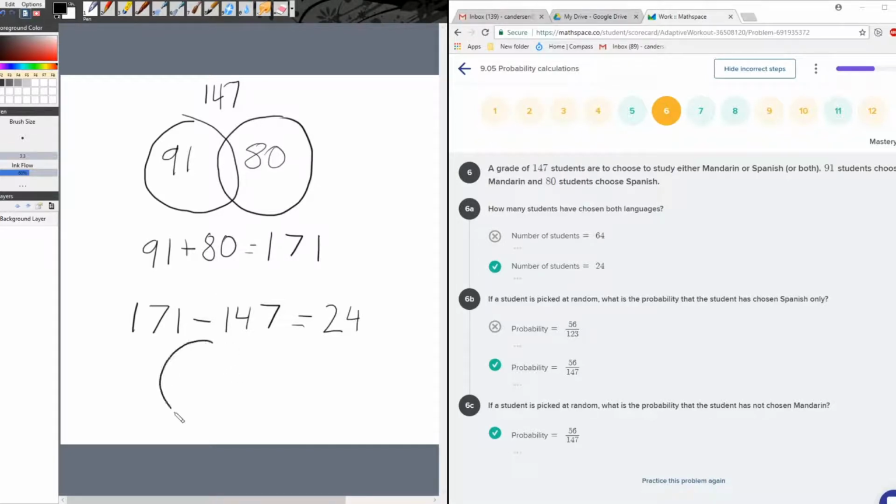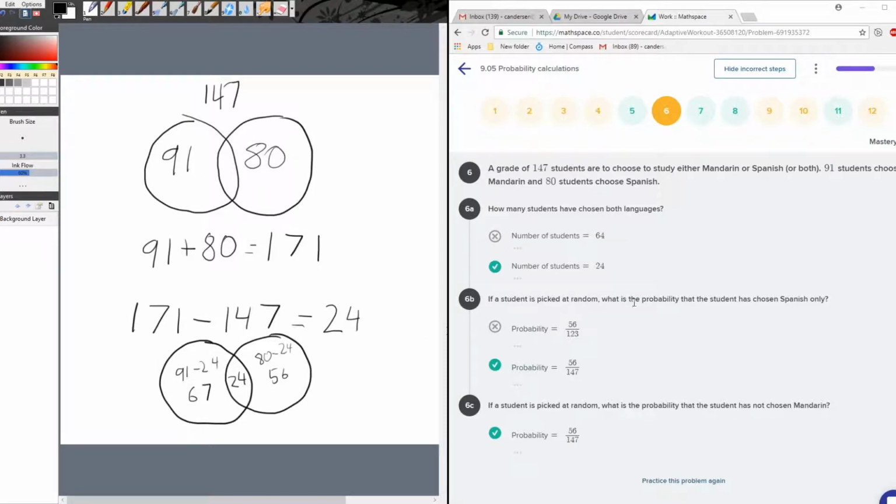So let's redraw our Venn diagram. We're going to have 24 people in the middle here. So now we just need to work out how many goes here. If there's 80 people in total, and there's already 24, this must just be 80 minus 24, which is 56. And over here, it's 91 minus 24, which is 67. So, how many people have chosen both languages we know is 24.